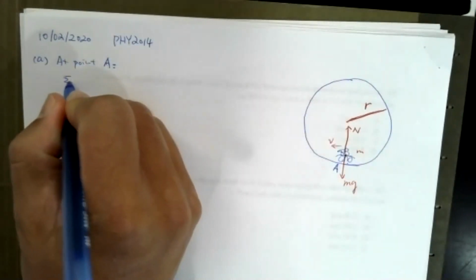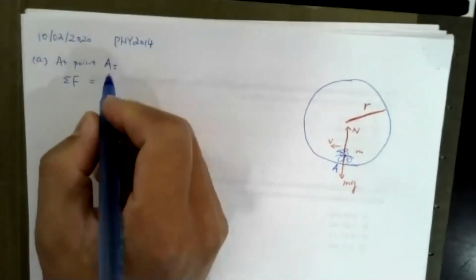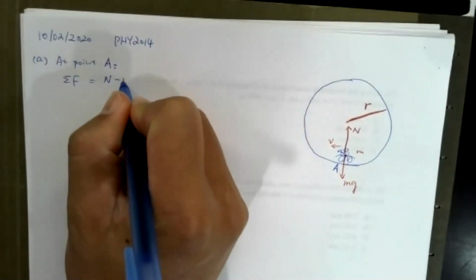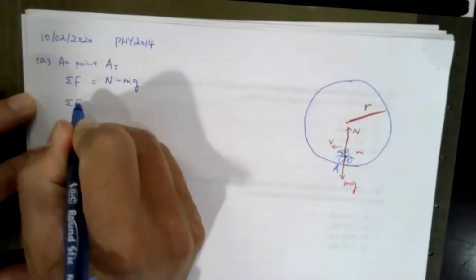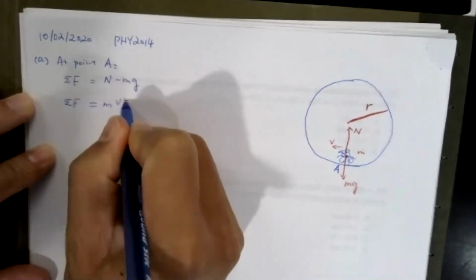All right. So for the normal force and the weight, the net force in this case should be equal to the normal force minus the weight. Now because the rider and the motorcycle are in circular motion here, we can expect that the net force is equal to the centripetal force, which is mv squared over r.